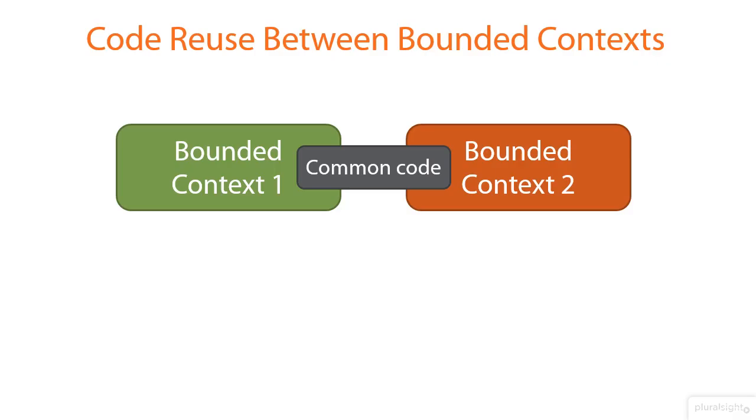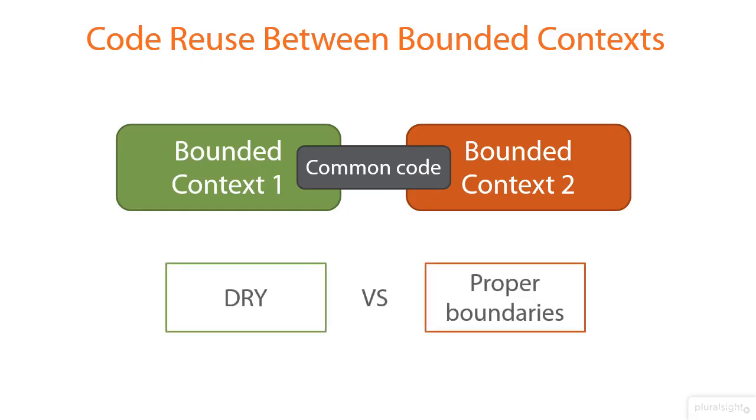An important topic which often gets misunderstood is code reuse between bounded contexts. It might turn out that there is some code which is common for two bounded contexts and which can be factored out and reused in both of them. The first temptation in such a situation is to perform the extraction in order to comply with the don't repeat yourself principle. On the other hand, we have a guideline which says there should be strict boundaries between bounded contexts, and developers should not allow concepts from one context to infiltrate another. So how to deal with this conflict?